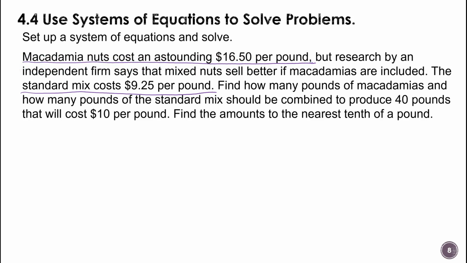Find how many pounds of macadamias and how many pounds of the standard mix should be combined to produce 40 pounds that will cost $10 per pound. Find the amounts to the nearest tenth of a pound. Okay, so I'm going to use X equals the number of pounds of macadamia nuts. And then Y is going to be the number of pounds of standard nuts.